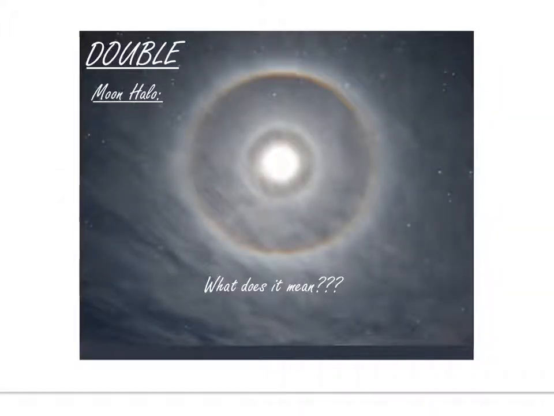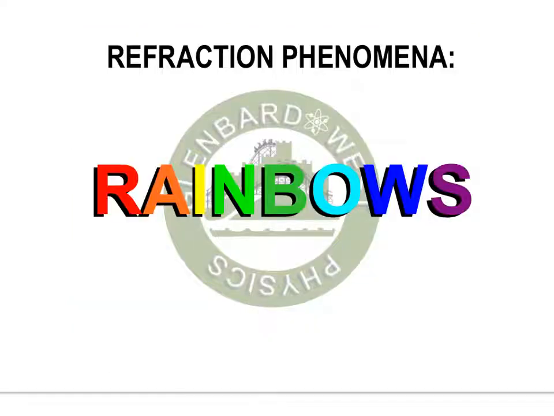And finally, we can also have double moon halos, just like we can have double rainbows. And so what does it mean? To me, it means that refraction truly is phenomenal.